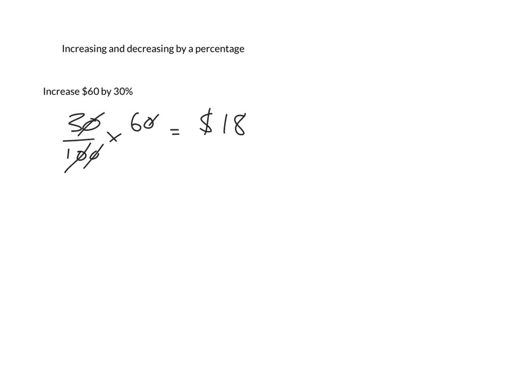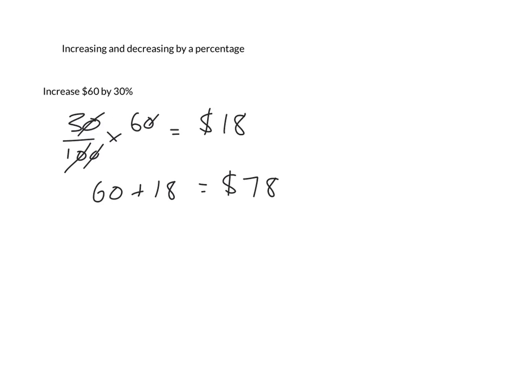Now, if we're increasing, we haven't really answered the question yet, have we? No. Yeah, and then you plus that to the original 60. Yeah, that's right. So we take our original $60, we add on the 18, which we've just calculated, and we find that if we increase $60 by 30%, we get $78.